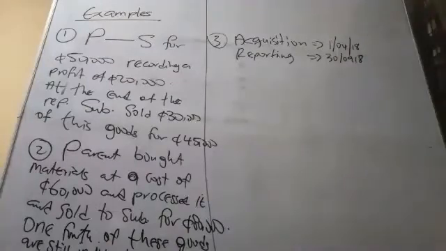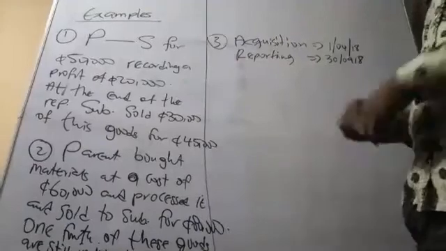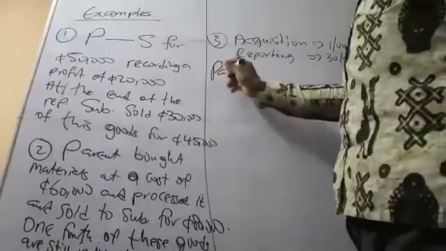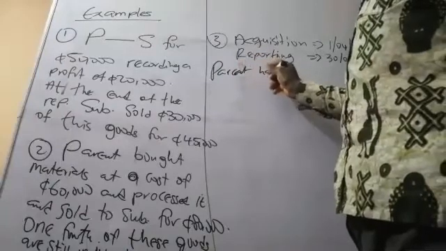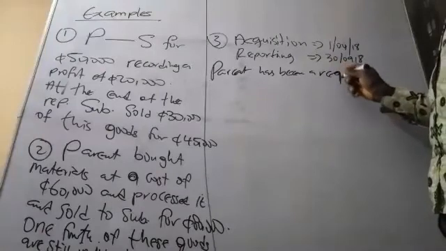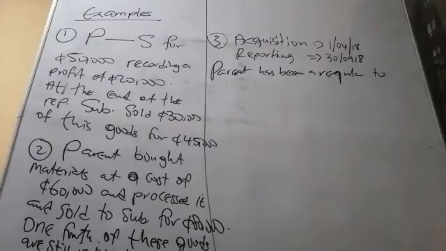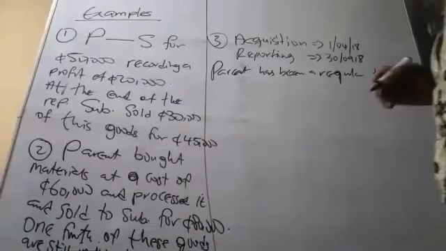So this is a scenario. Parent has been a regular customer to the subsidiary. Let me put it down. Parent has been a regular customer to the sub. Full stop.